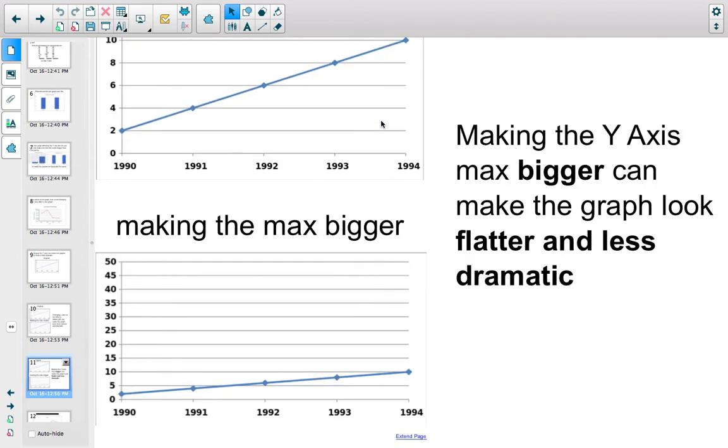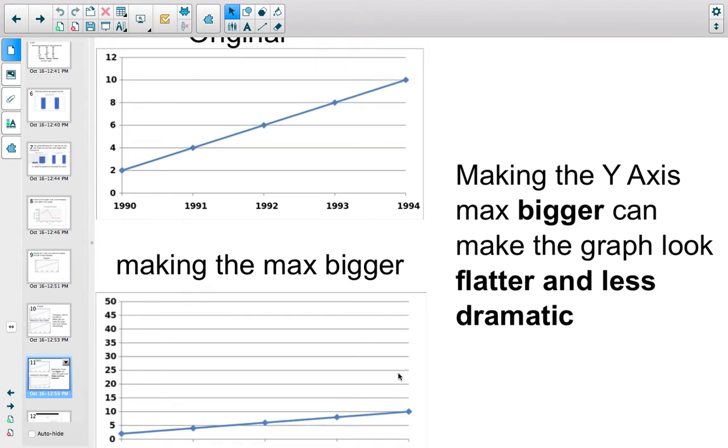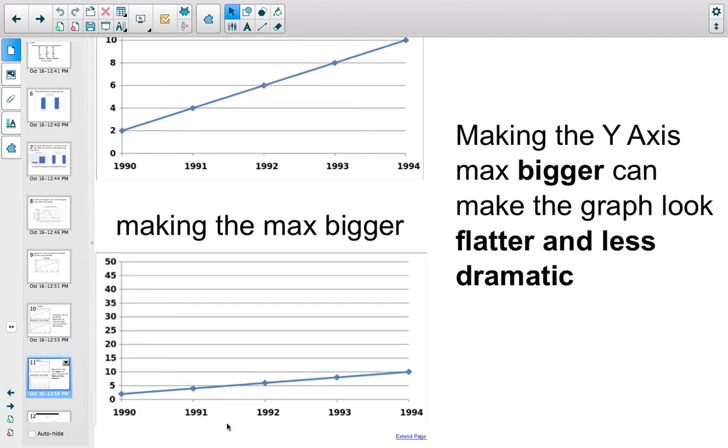Well, if you make the graph look bigger on the y-axis, you can say, well, crime isn't growing that fast. Crime isn't a big problem. And you can use that to change the way graphs look. You can change the y-axis, how far it goes up, to make graphs look less dramatic, to make bad news look not as bad.